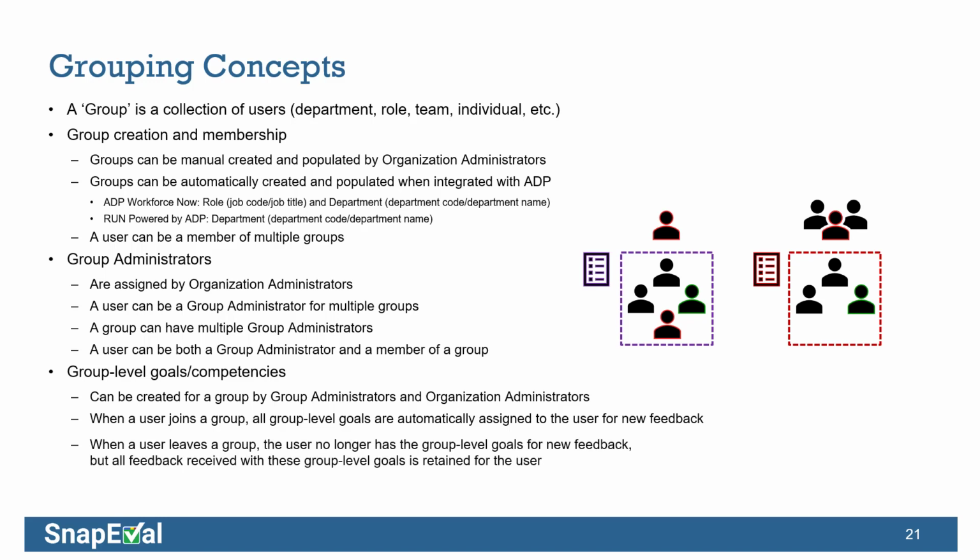When a user leaves a group, they no longer have those goal areas for new feedback. However, all the feedback that they received while they were a member of the group is still retained. So if someone, for example, changes job functions, when they move from Group A to Group B, all the feedback that they received while they were in Group A, they still retain it. But the day they move from Group A to Group B, from this point forward, they will now be getting feedback or snaps against the goal areas associated with the Group B that they are now a member of.